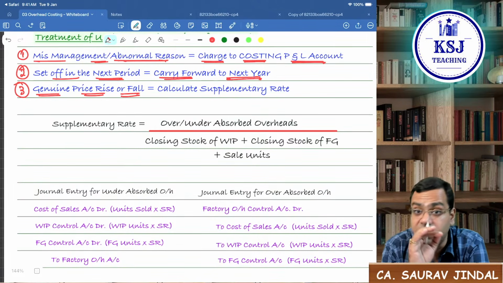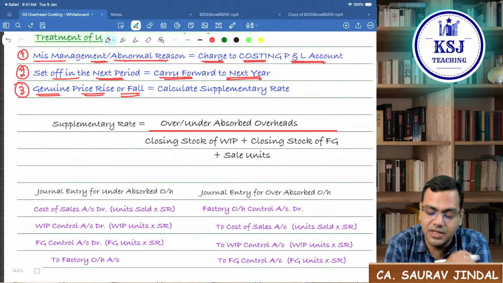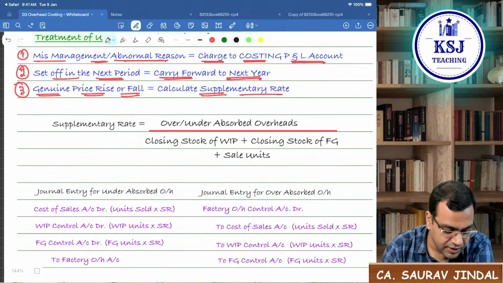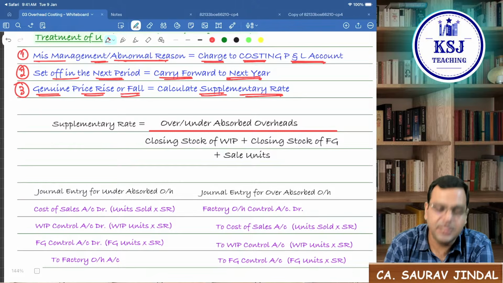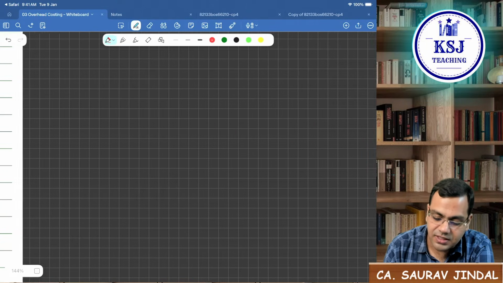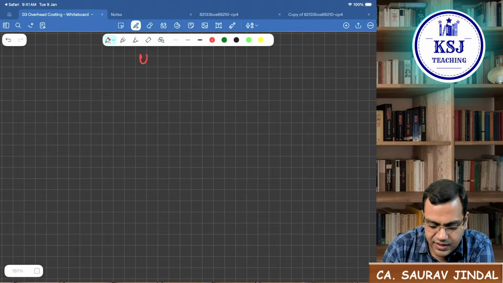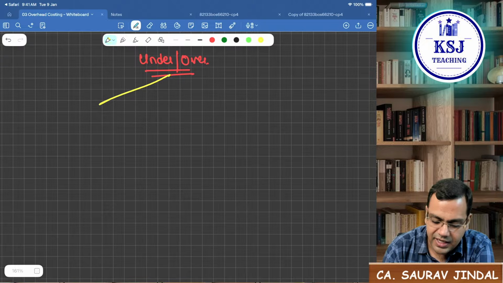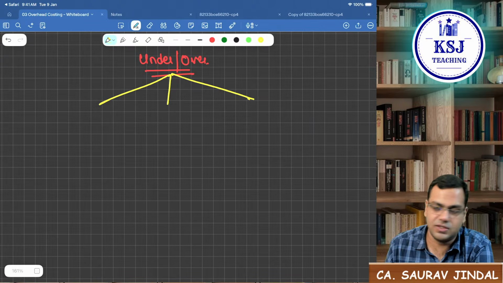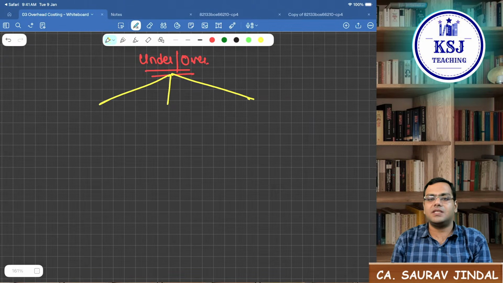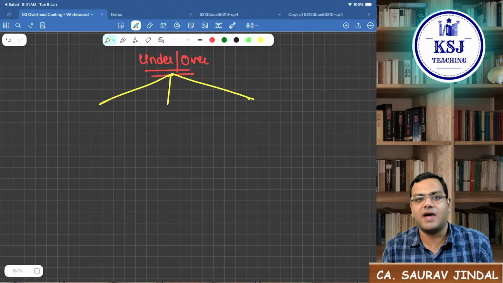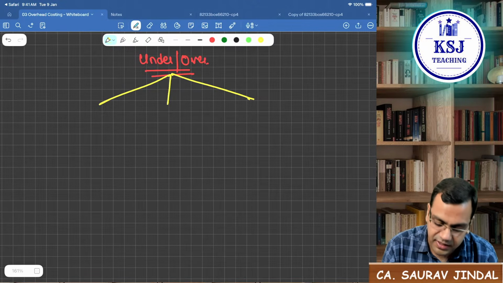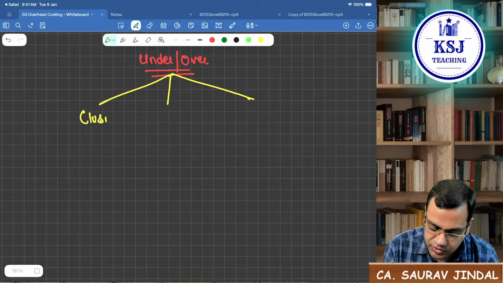Third, if it is due to genuine price rise or fall, if it is due to genuine reasons, then we will calculate a supplementary rate. What does it mean? Whatever is the under or over absorption, we will take this value to the three inventories. What are the three inventories? One is your closing WIP.